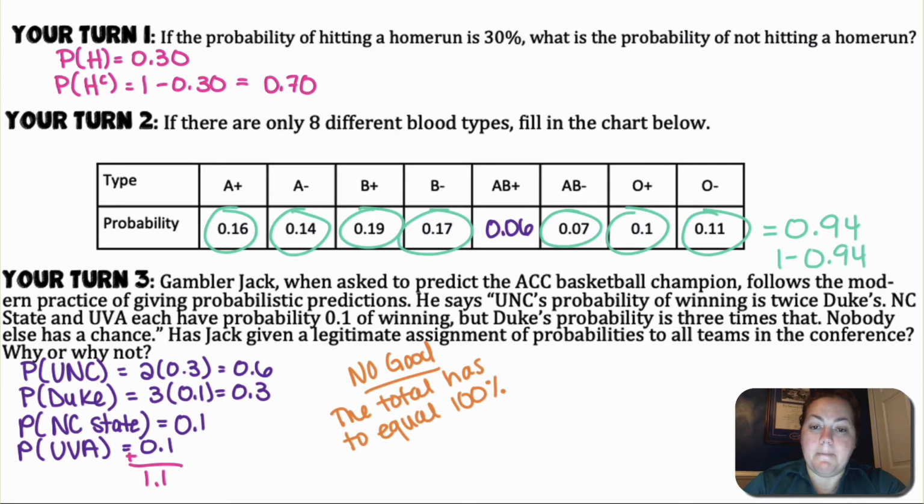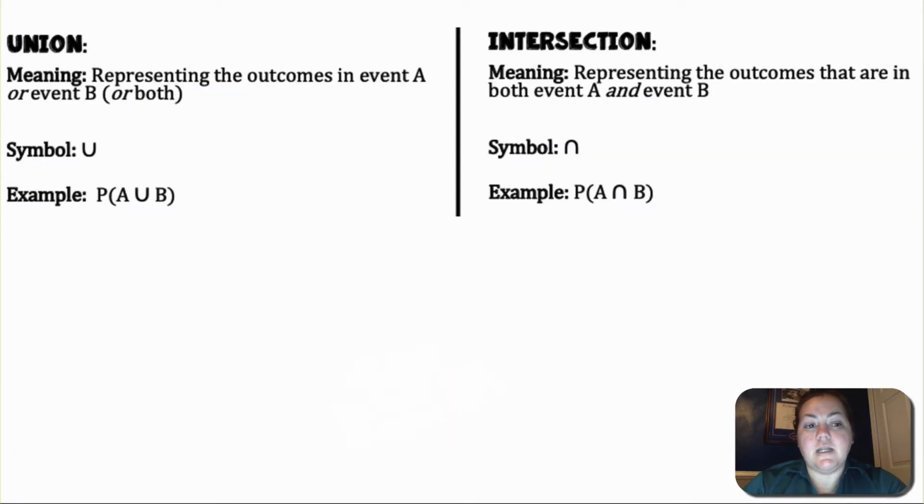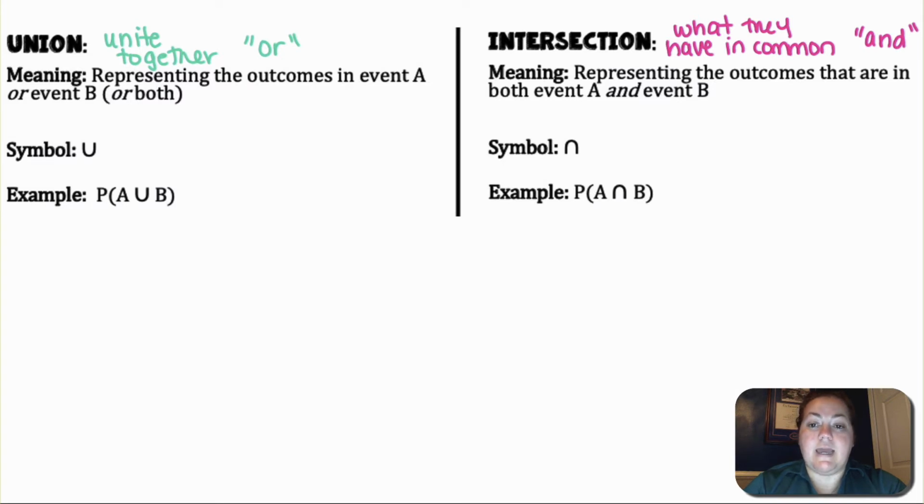All right, union and intersection. Union, the meaning is representing the outcomes in event A or event B or both. All right, so we use this U symbol. I like to think of that as uniting them together, and we would read it as or. The intersection, we read it as and. It's representing the outcomes that are in both events A and event B.